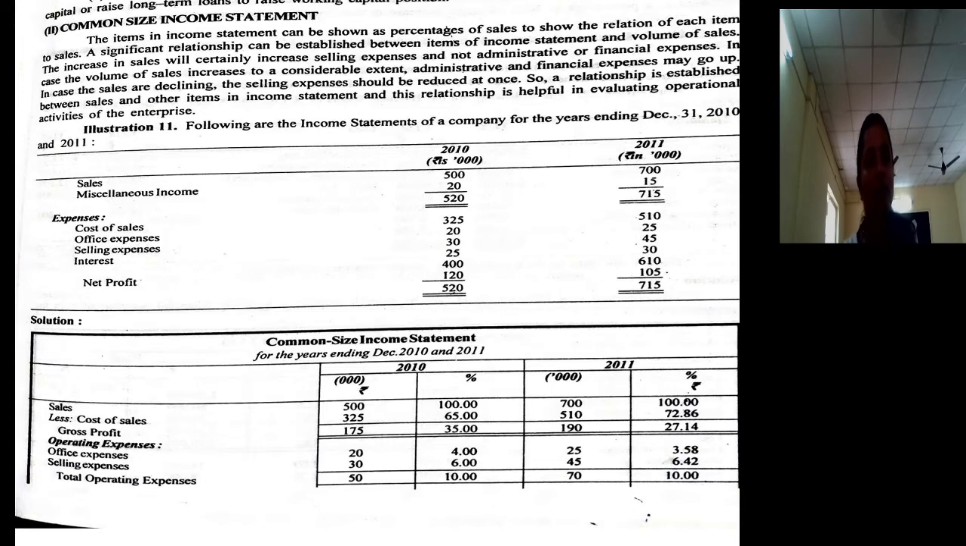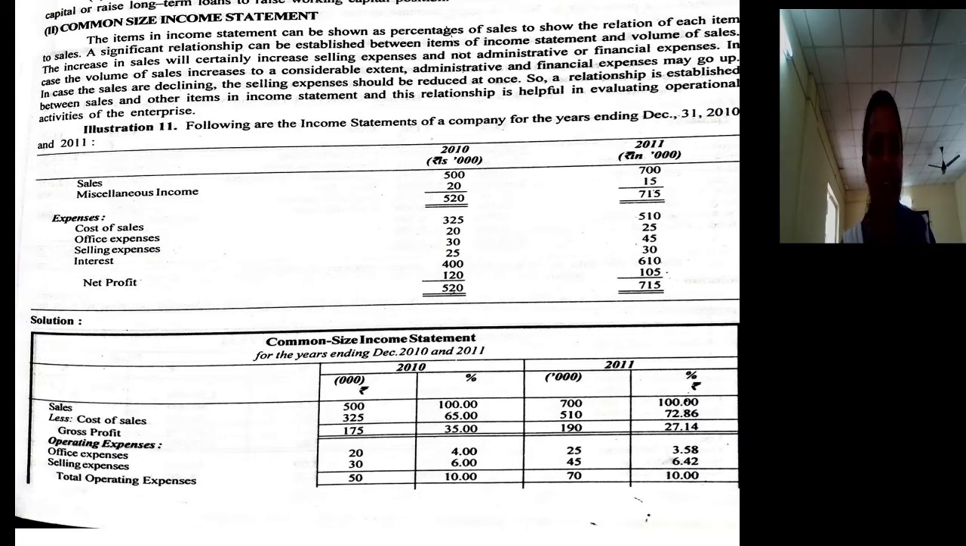But while recording items in particular column, there is a proper way. What is the proper way? Sales minus cost of goods sold, gross profit minus operating expenses, operating profit, other expenses, net profit before tax minus tax, net profit after tax. In the same way, it should move. It should not move in the way in which you wish. Try to understand. There is a proper way to record the items.